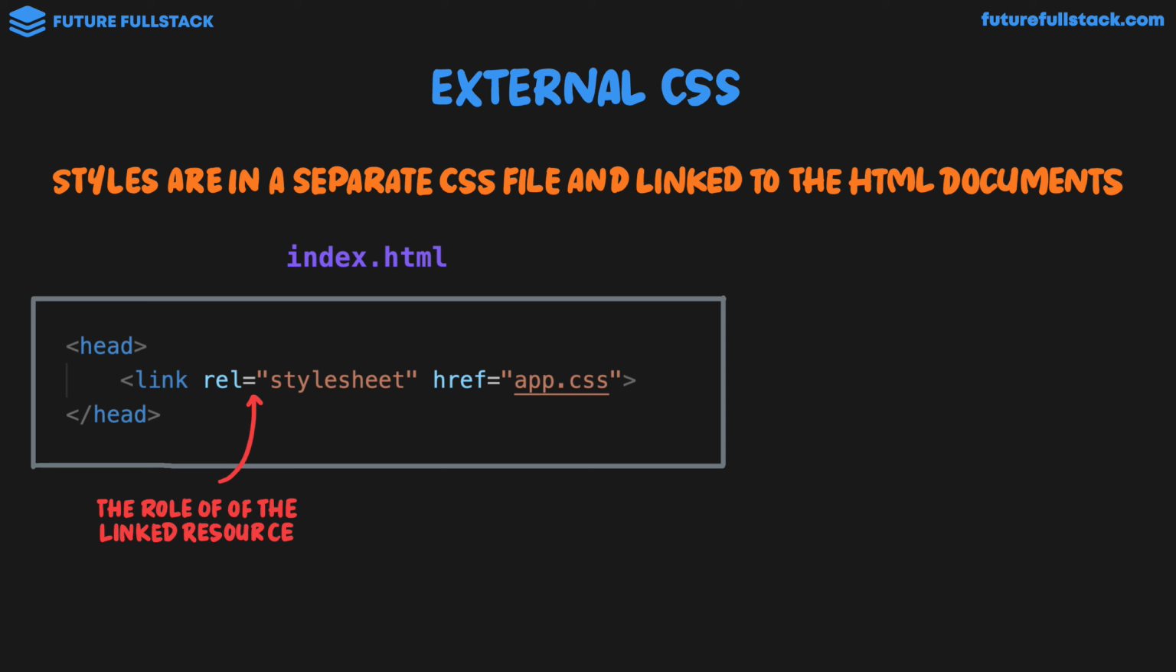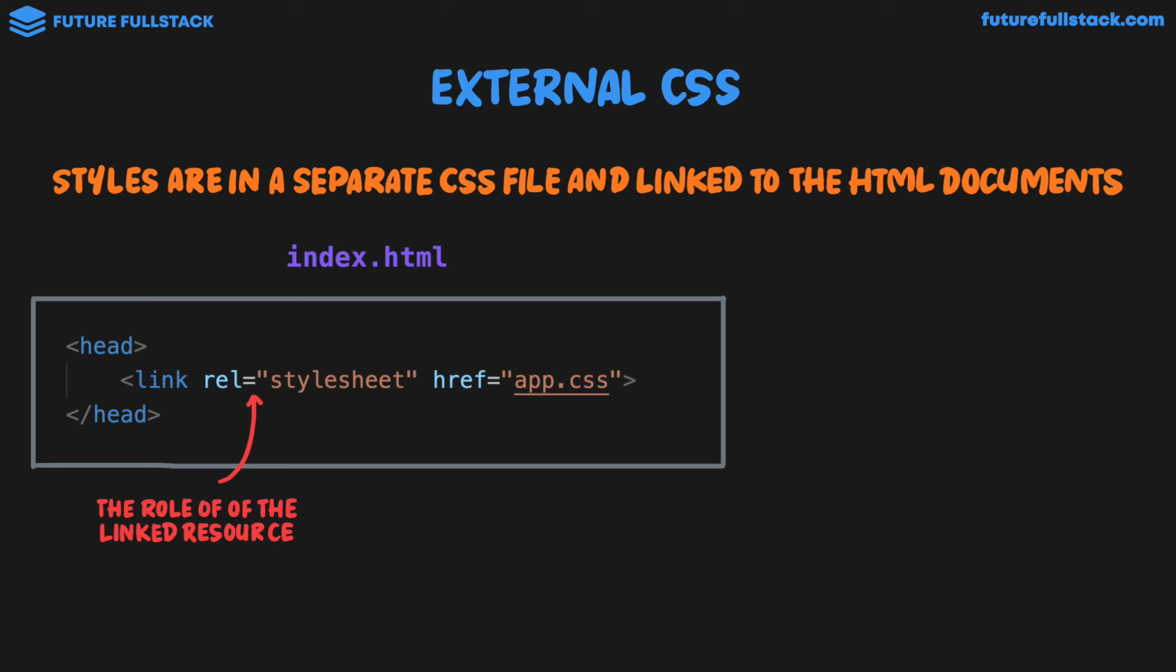There are other values that can be used for rel. For example, the value of icon is used for a favicon, that little icon that appears in the tab of your browser next to the web application. Honestly, I just wanted you to know what they are in the context of CSS. There are other values, but stylesheet is by far the most used value you'll see and use.